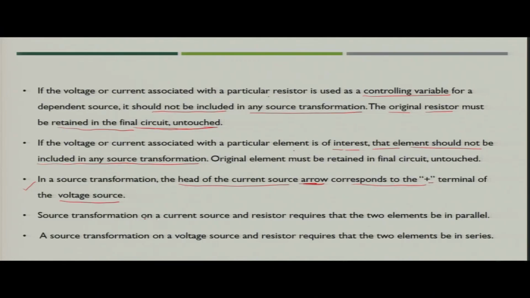And source transformation of a current source and resistor requires that the two elements should be in parallel, and source transformation of a voltage source requires that the resistor should be in series with the voltage source. So, these things which we have discussed, we should keep in mind while we do the voltage or current source transformation. So, with this we close our today's session.